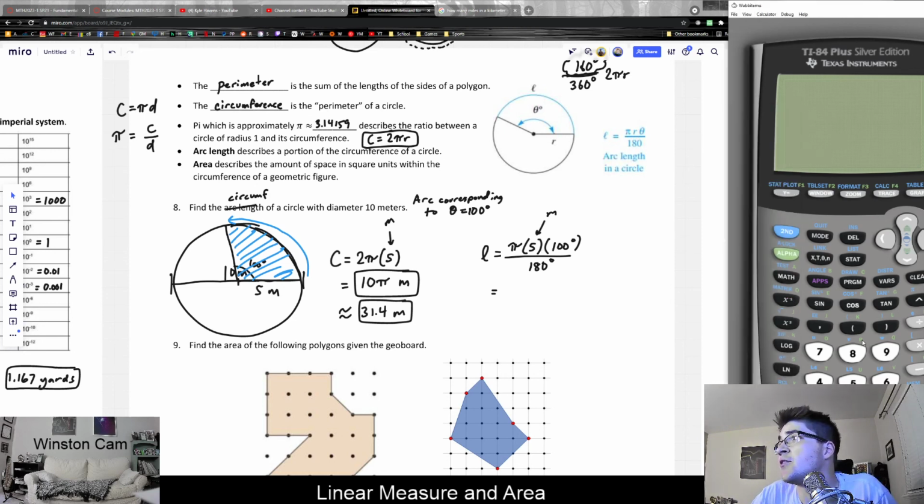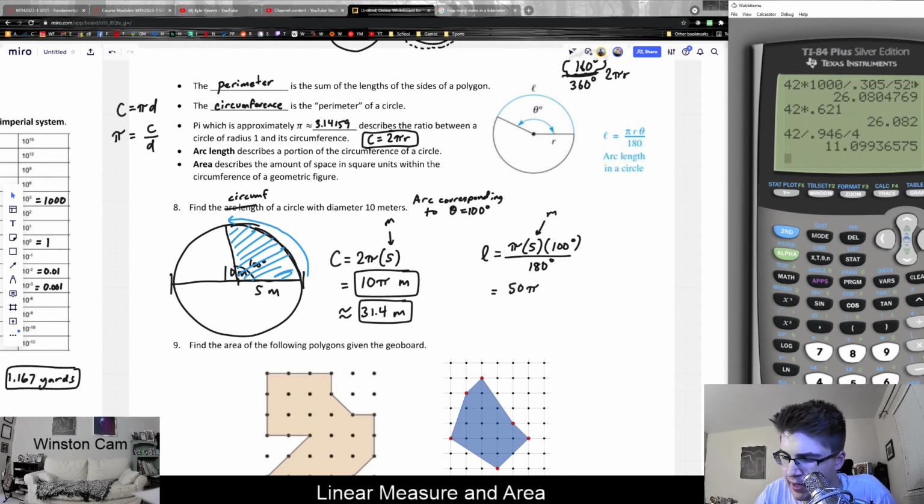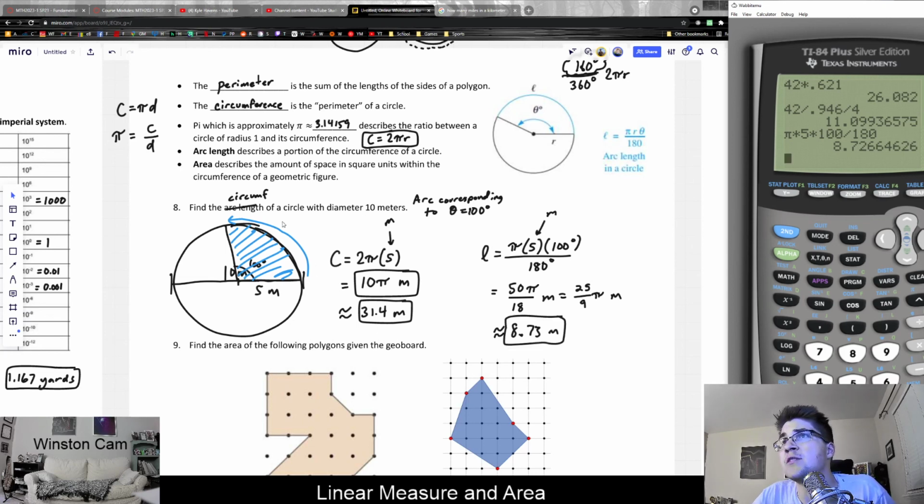So what I would have is pi times 5 times 100, so that would be 500 pi divided by 180. So that would be 50 pi over 18 meters. And again, I could do this as an exact measurement. I could even reduce it by 2 down to 25 over 9 pi meters. Or of course, just type it all into a calculator to approximate the decimal value. Pi times 5 times 100 divided by 180 gives me approximately 8.73 meters for the arc length of this particular portion.